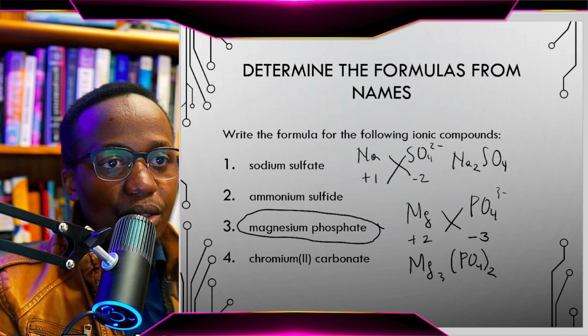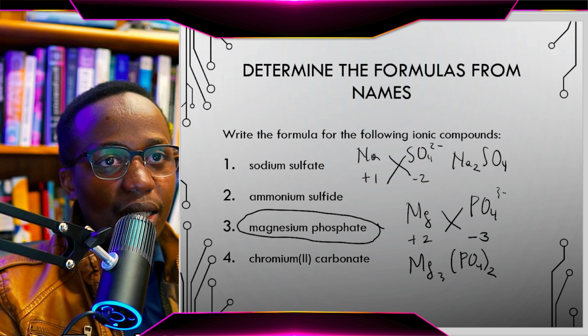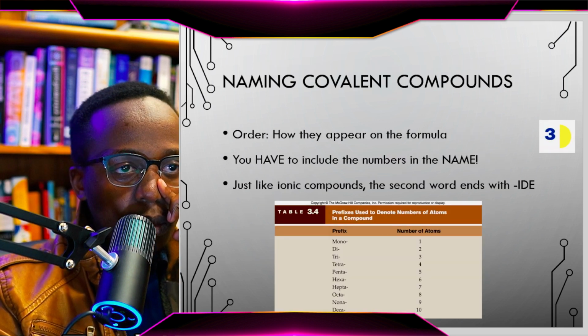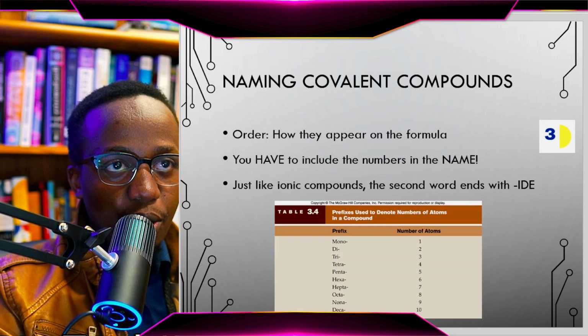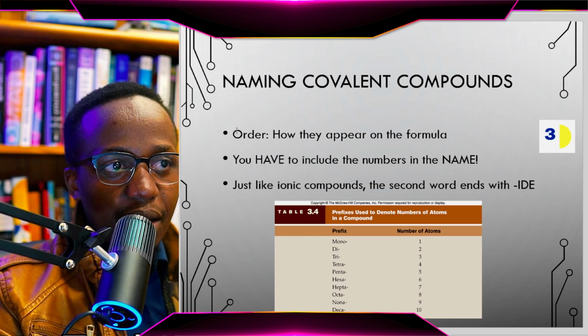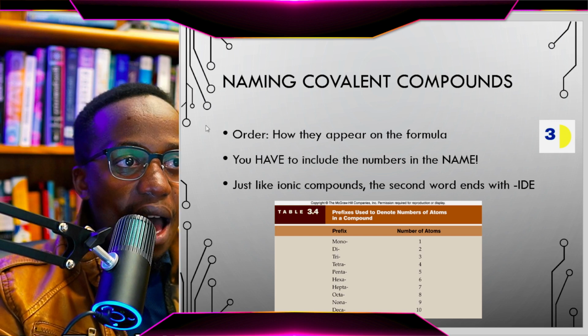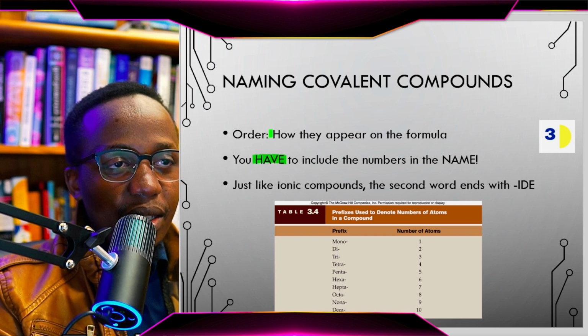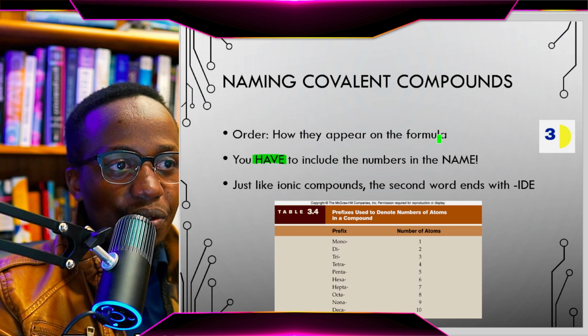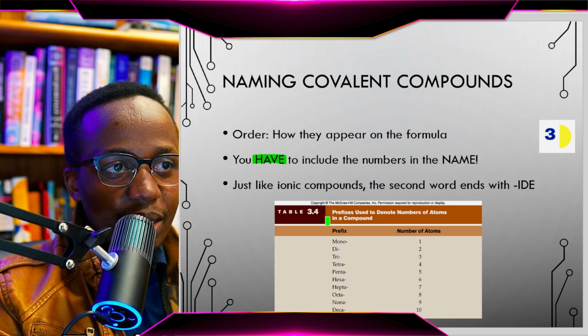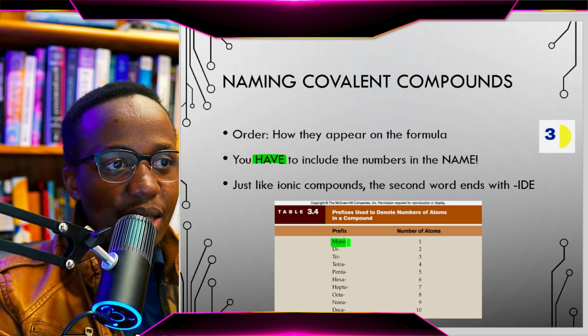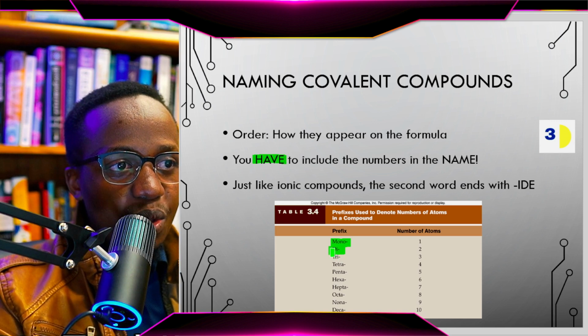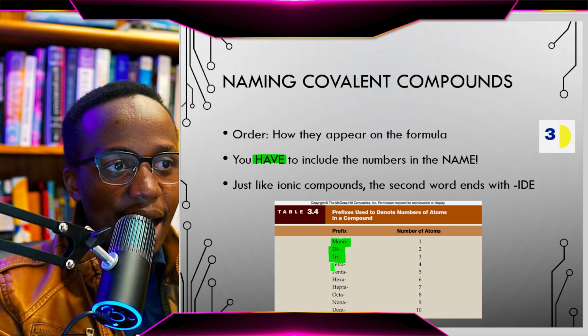Okay, so let's go to when you have covalent compounds. When you have covalent compounds, you have to include numbers in the name. That's the difference. The order is how they appear in the formula, but you have to include the numbers in the name. And how do you include the numbers? If it's 1, it's mono; if it's 2, di, tri, tetra, and so on and so forth.